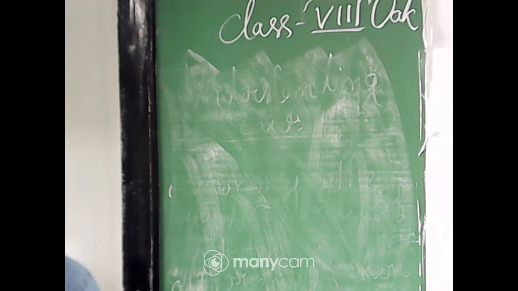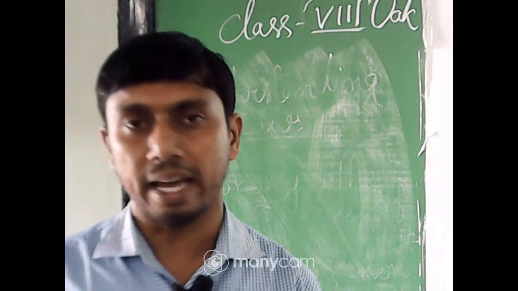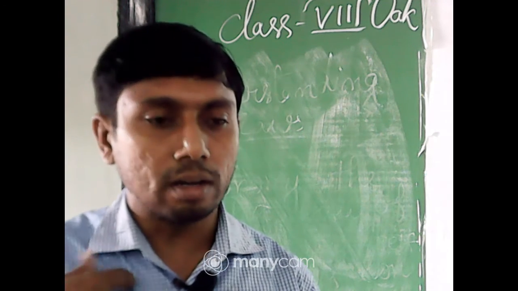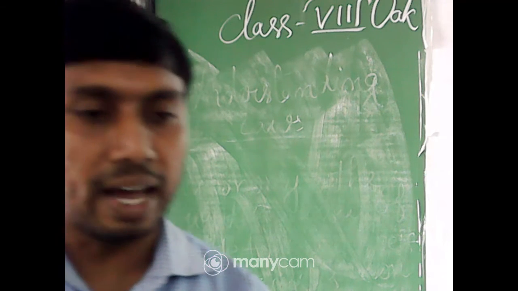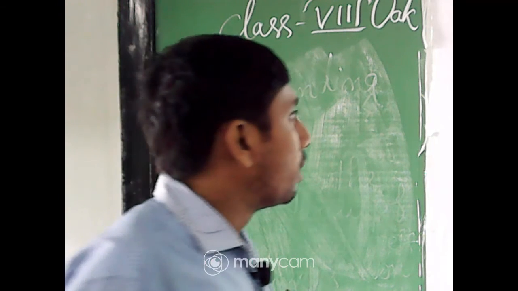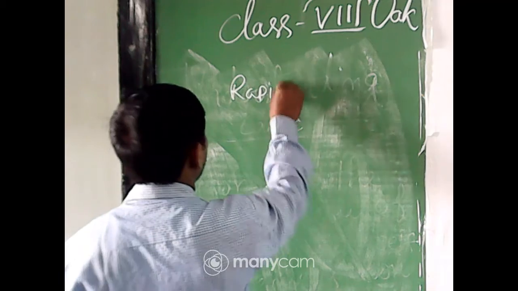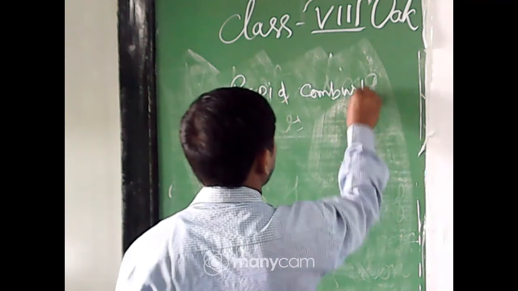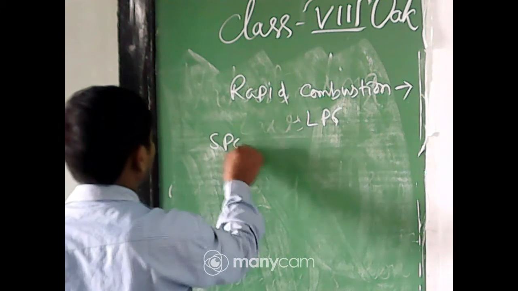What is rapid combustion? Just take the example of the burning of liquefied petroleum gas. It requires fire, that is, you have to bring it into contact with some fire so that it gets burned. And when it burns, it produces a lot of heat and it burns quickly. This is called rapid combustion. Rapid combustion, example is LPG.